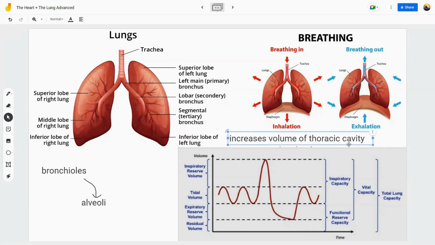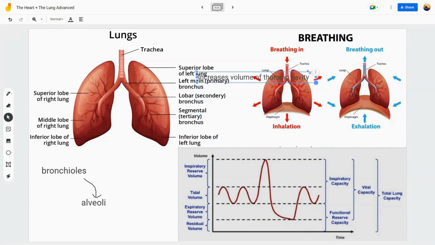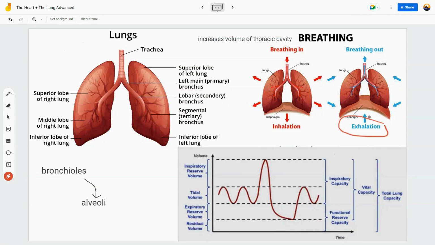Expiration. External intercostal muscles and diaphragm muscles relax. The rib cage moves down and in and causes the diaphragm to become curved. This decreases the volume of the thoracic cavity, causing the pressure to increase and air to go down the pressure gradient.